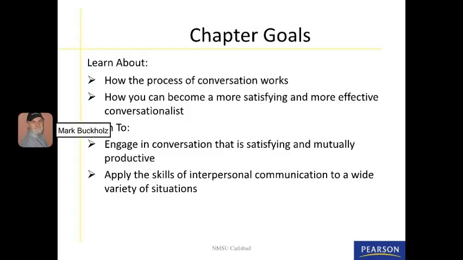Among the goals in Learning Module 8 are to learn about how one can become a more exciting and effective conversationalist, and to learn to apply the skills of interpersonal communication in a wide variety of situations.